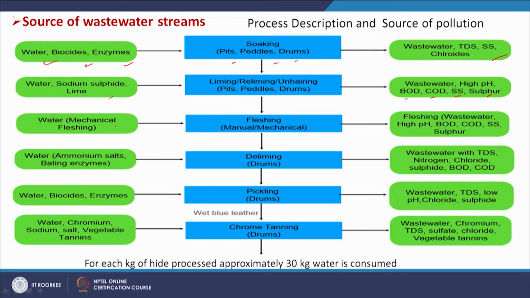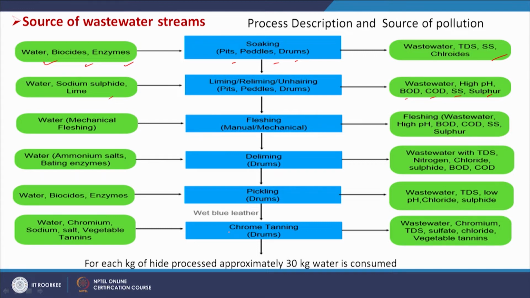Similarly, in the fleshing step, water is used, and it can be done manually and mechanically as well. So, here the wastewater has high pH, BOD, COD, SS and sulphur. And in the deliming step, again water, ammonium salts and bating enzymes are used, and it is done in drums, and the wastewater contains TDS, nitrogen, chloride, sulphide, BOD, COD etc. Then the pickling step, so water, biocides and enzymes are used, and again the drums are used, and again it contains TDS, low pH, chloride and sulphide, because the main objective of the pickling step is to reduce the pH.